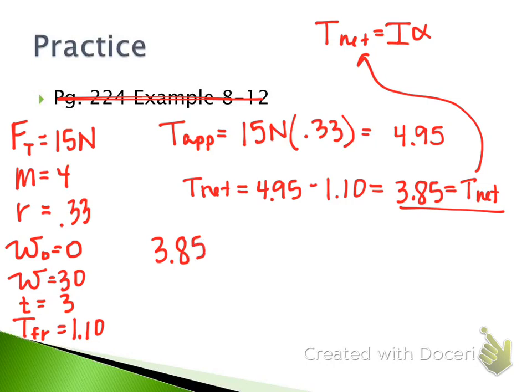So 3.85 equals moment of inertia times alpha, which we haven't solved for yet, but we can use our regular kinematics equation to solve for alpha. Probably you're just going to pick the first one, the simplest one. I'll put that in a different color down here. We'd say 30 equals 0 plus alpha times time, right? Gives you a really simple calculation, but alpha comes out to be 10.